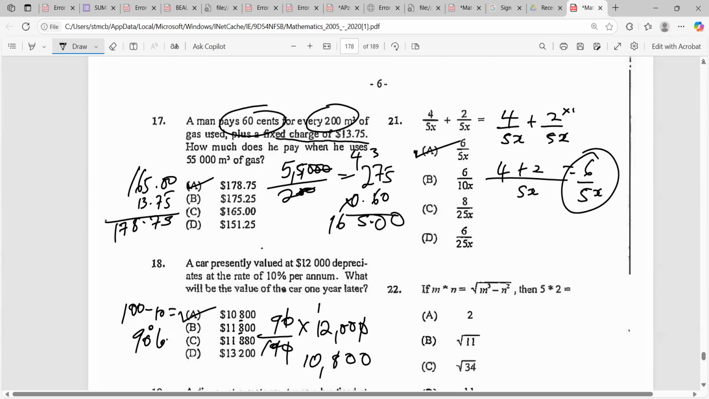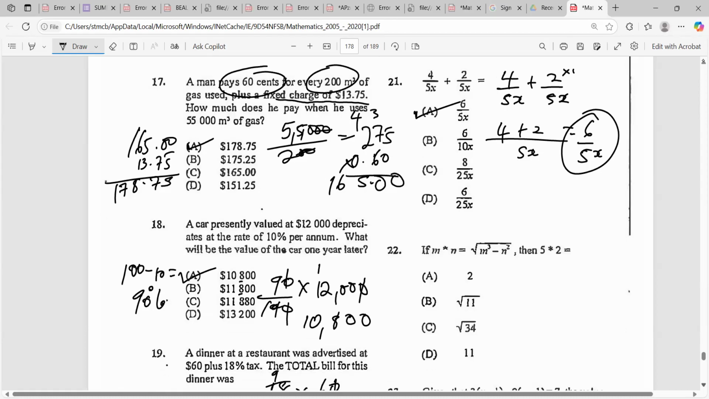Sir, alright. Yeah man, go ahead. Instead of putting it down, we could just add across: 4 plus 2 equals 6, and then keep the bottom number. Yeah man, that's it. Same thing. Okay. Alright, mommy, take care.